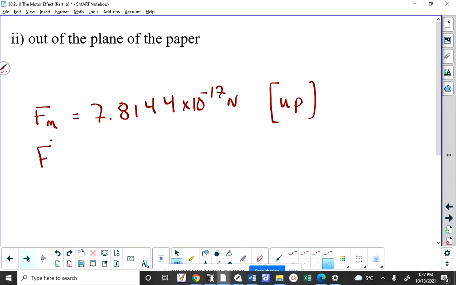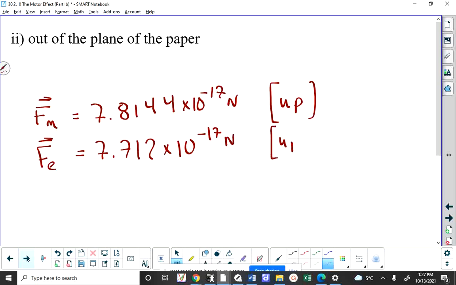The electric force, on the other hand, and again, I'm going by memory, but I'm pretty sure I have this one as well, is 7.712 times 10 to the negative 17 newtons. This electric force was up as well, because the positive plate is up top, and these are negative. So now to find the acceleration, you're going to take the net force and divide by the mass. But the net force will be the sum of these two numbers because they're in the same direction, right?